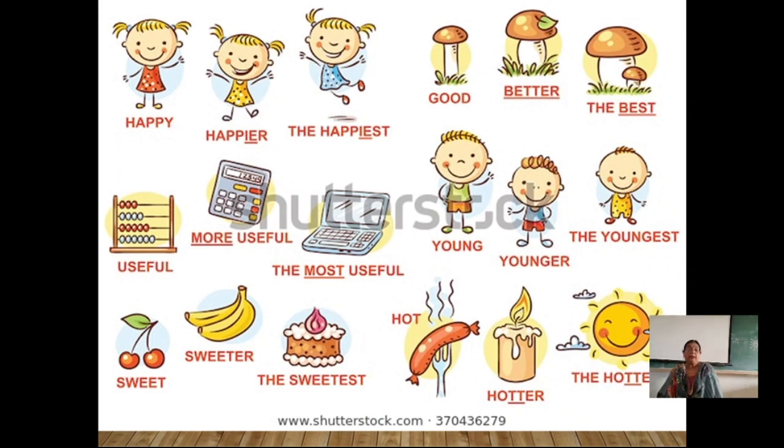Here we can see in this picture how the things have been compared: happy, happier, happiest, good, better, the best, useful, more useful and the most useful. Young, younger, the youngest one. Sweet, sweeter, the sweetest. Hot, hotter, the hottest. So this is how we compare the degrees.